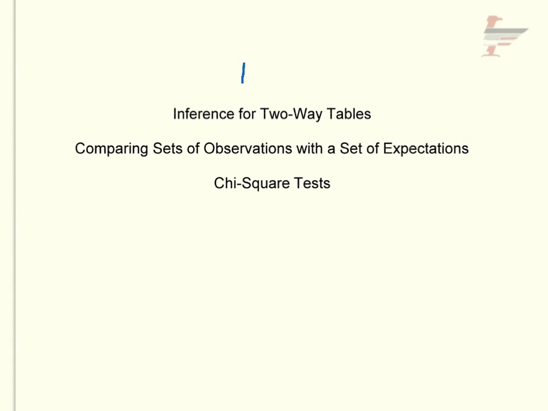Moving on to 14.2, we will be looking at inference for two-way tables. In this video you'll see what we mean by a two-way table. You were introduced to two-way tables earlier in the book, so we'll take a look at those one more time. And we will see how we perform chi-square tests about these categorical variables we're looking at in the two-way tables. Again, we'll be comparing a set of observations versus a set of expectations.